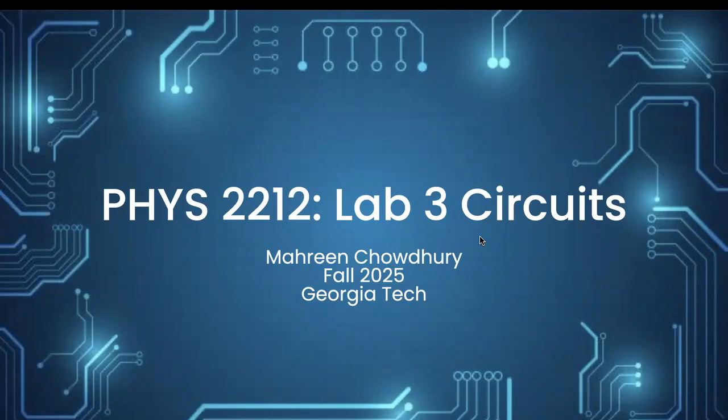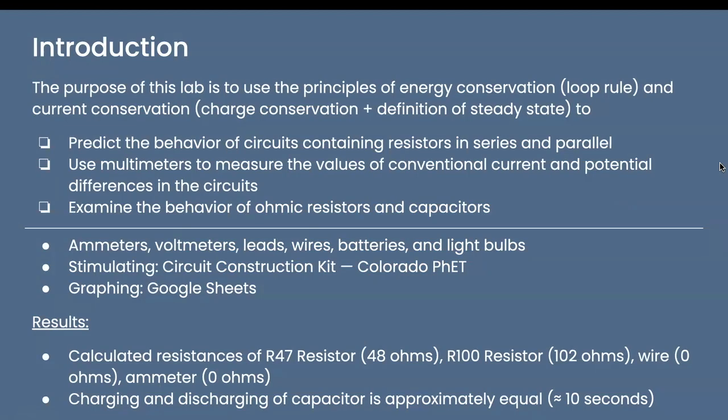Today we will be discussing Lab 3 circuits. The purpose of this lab is to use the principles of energy conservation and current conservation to predict the behaviors of circuits containing resistors in series and parallel, use multimeters to measure the values of conventional current and potential differences in the circuits, and examine the behavior of resistors and capacitors.